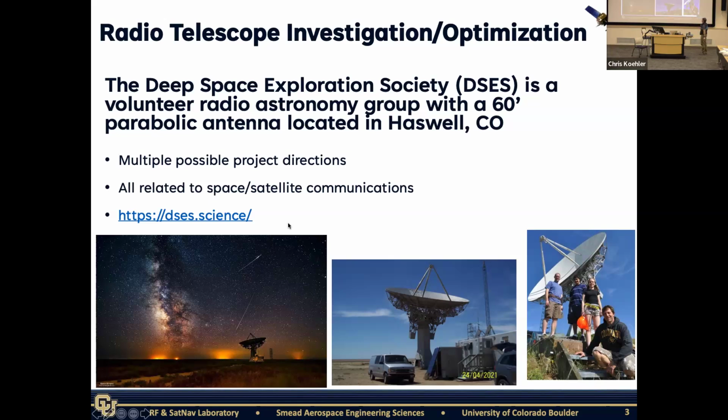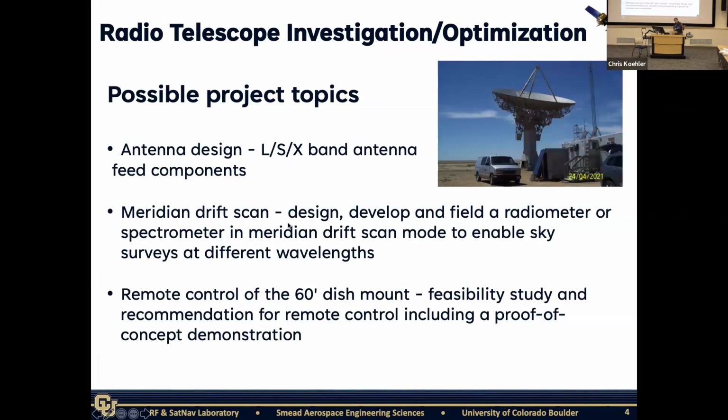So there's multiple projects this could go. I'd point you to this DSES science page if you're interested in them. But possible projects: a big parabolic reflector, all it is is a reflector, and it all goes to a feed point right there. So designing some of the feed points that go there for X, S, L bands is something we want to do. They've talked about a meridian drift scan to go through a radiometer, to enable sky surveys at different wavelengths. One problem: does anybody know where Haswell, Colorado is?